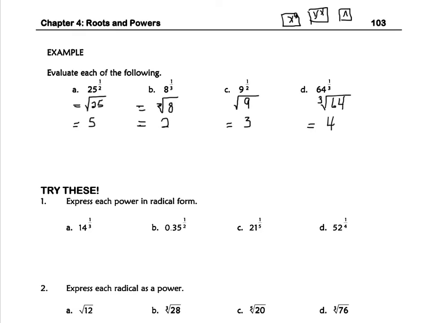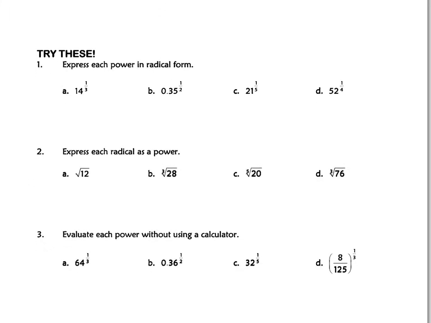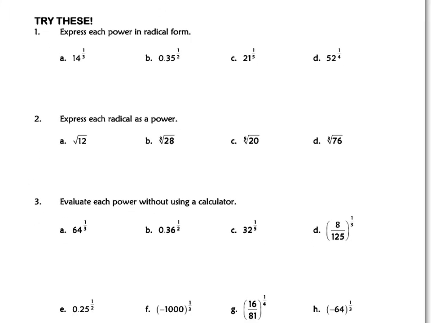The next example asks you to express each power in radical form. So we're not actually going to evaluate these, we're just going to change them to radical form. So this 14 to the power of 1/3, by definition, means the cube root of 14. 0.35 to the power of a half, by definition, means the square root of 0.35. So you should know that when the denominator is a 2, that means square root. You don't have to put the 2 in as an index when you're doing square root.